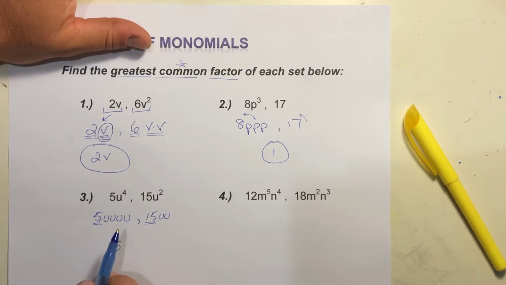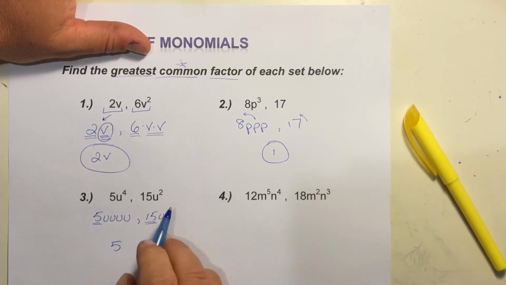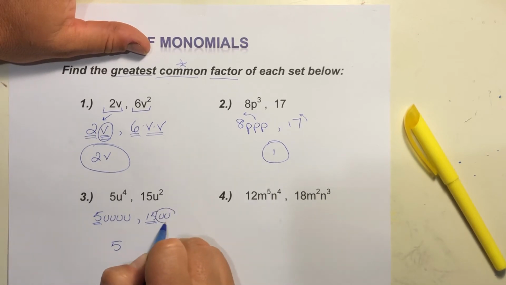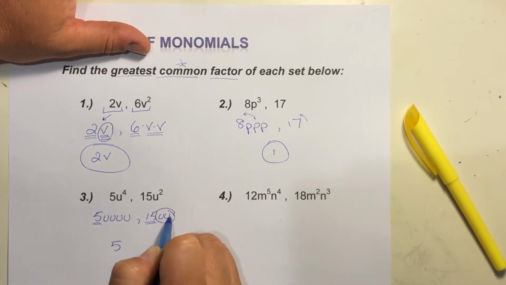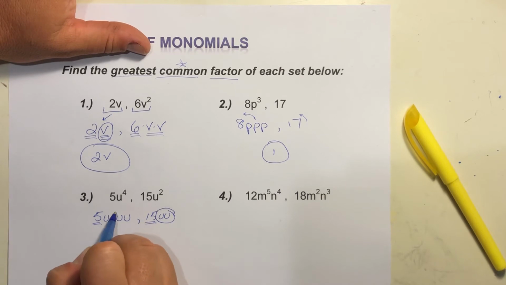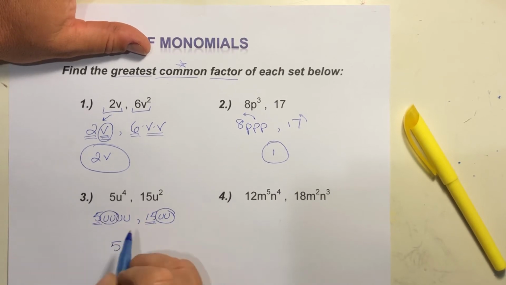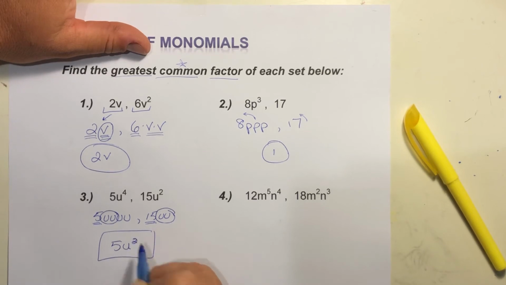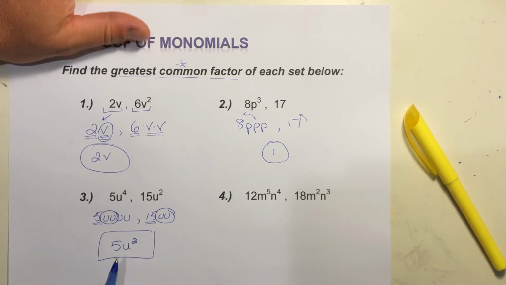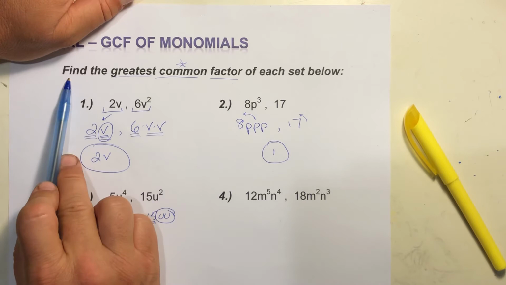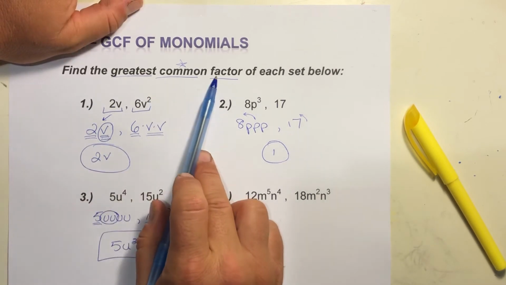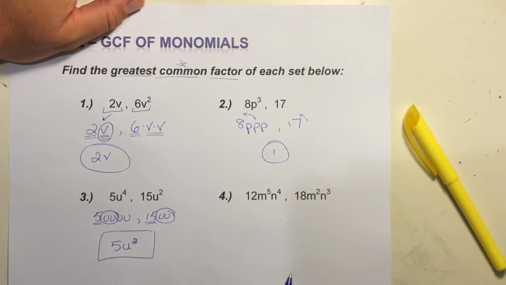What is the greatest number of u's that I could divide out of both? Well, this is 4 of them. This is 2 of them. So I could divide out u squared, or 2 u's. I could also divide out 2 u's over here. So the greatest common factor here would be 5u squared, and that's what you would type into IXL because they wanted you to simply find the greatest common factor. That'll change in the next video.